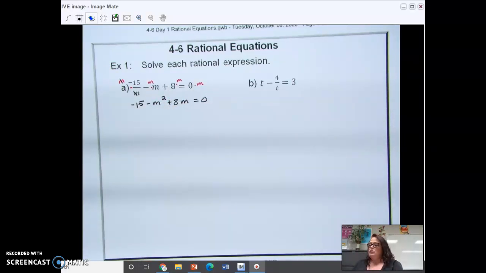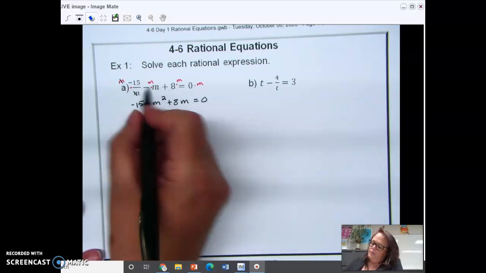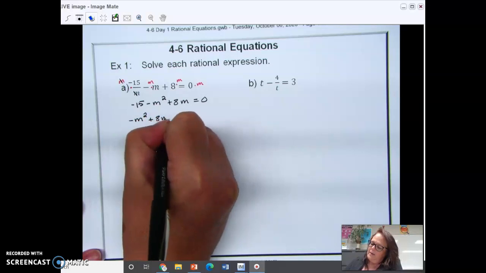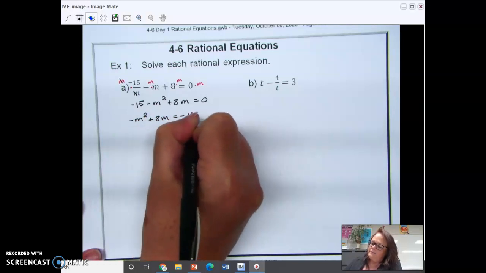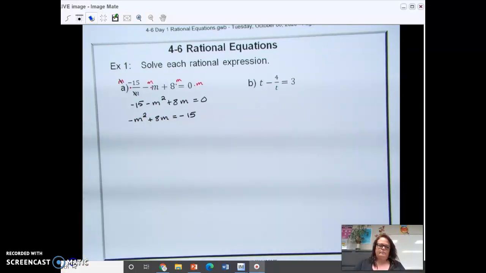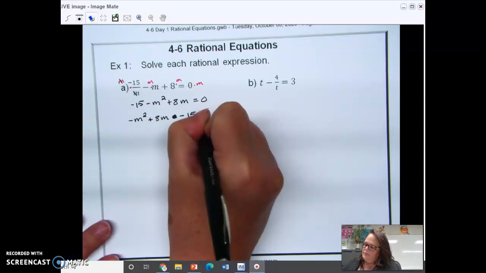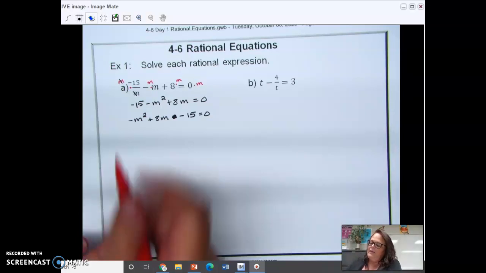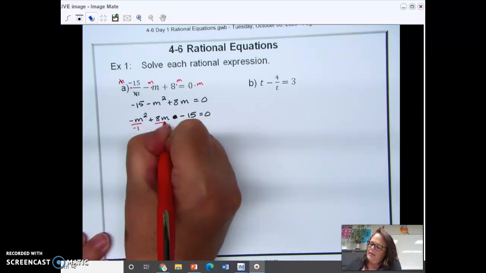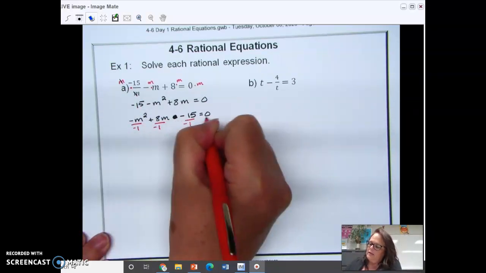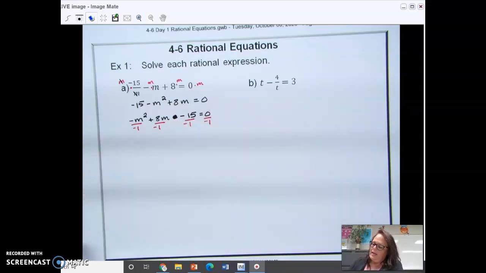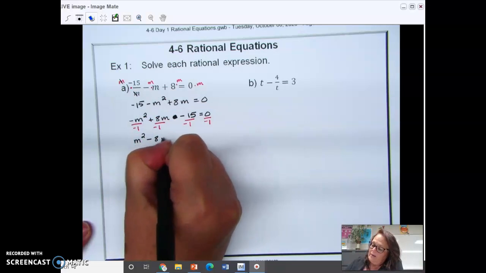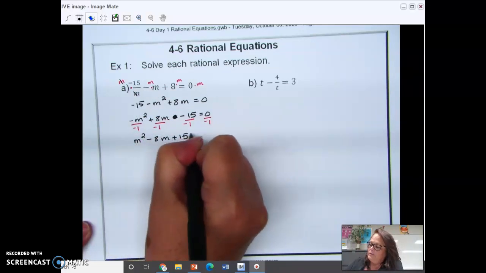So when I put this in the right order, I'm going to get negative m squared, positive 8m, and negative 15. So this should just be minus 15 is equal to 0. Sorry about that. Now, I'm not a big fan of having that negative in the front, so I'm going to multiply or divide through by negative 1 as well. And so when we're done, we have m squared minus 8m plus 15 is equal to 0.